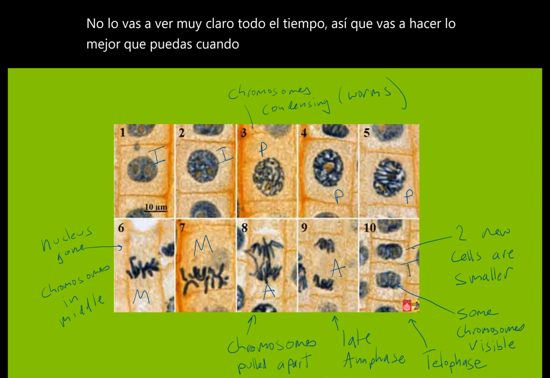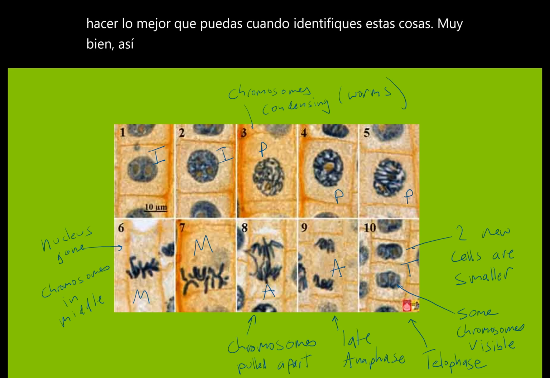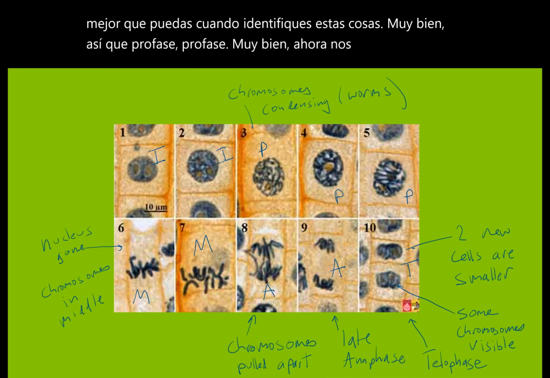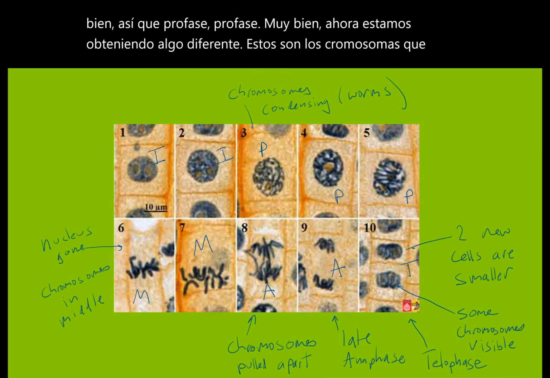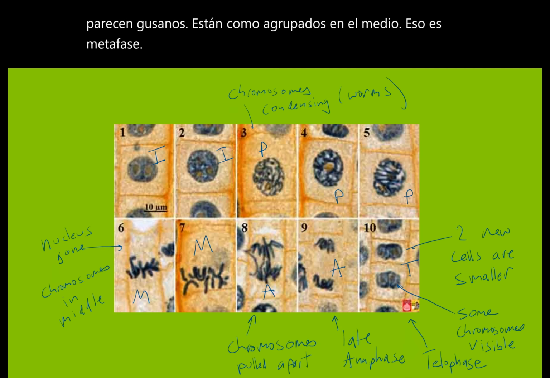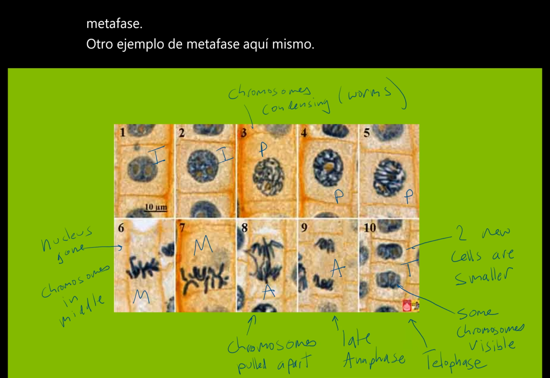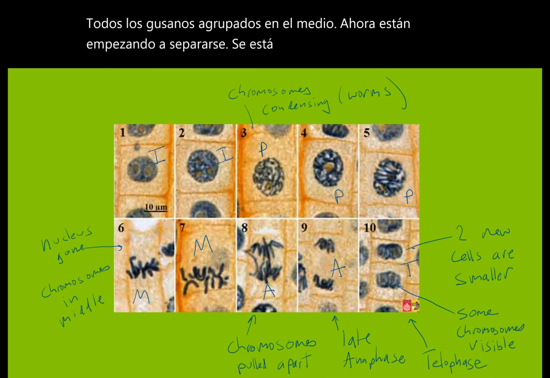All right? So prophase. All right, now we're getting something different. These are the chromosomes, kind of looking like worms. They're kind of bunched in the middle. That's metaphase. Another example of metaphase right here. All the worms bunched in the middle. Now, they're starting to separate. It's moving into anaphase.